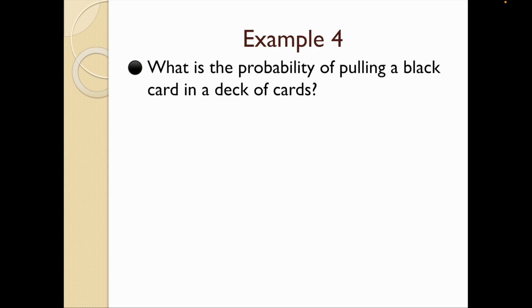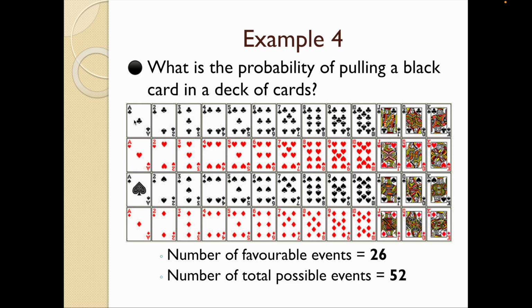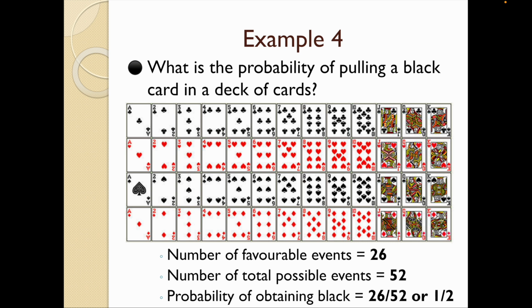Okay, so what is the probability of pulling a black card in a deck of cards? 50%. So we have 26 possible blacks because we have 13 here and 13 here, and the total possible events would be 52. So 26 out of 52, which is basically the same as a half, which is also the same as 50%. Does that make sense?